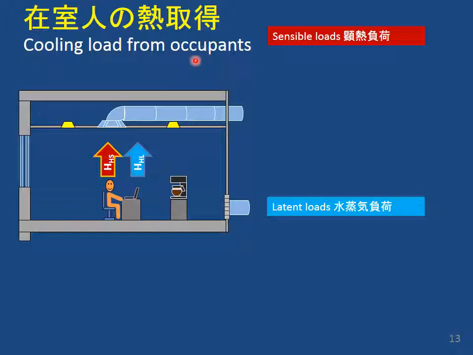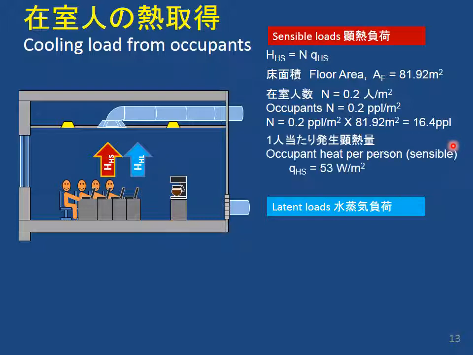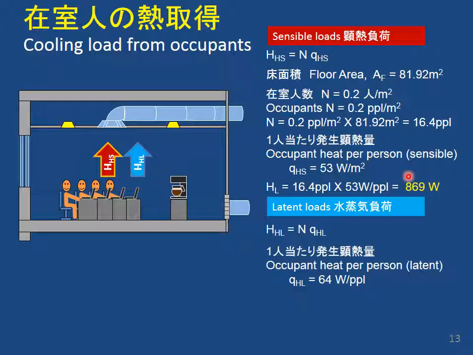Next is a load from the occupants, the people. People make heat, and people make moisture from sweat or breathing, and it depends on how many people. We said in this office space there are 0.2 people per square meter. So we know the area, so there's 16.4 people on average. Maybe sometimes 16, sometimes 17, sometimes more or less. And each person, sorry, that should be people, 53 watts per person. Makes 169 watts, that's okay. And the latent heat load is 64 watts per person of moisture, which needs dehumidifying for 1050 watts.